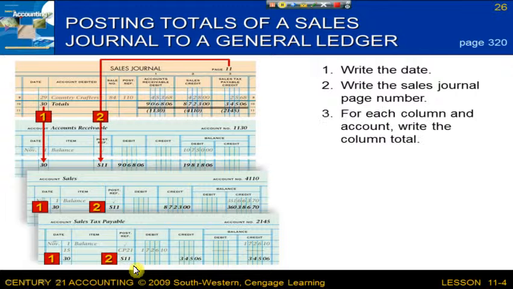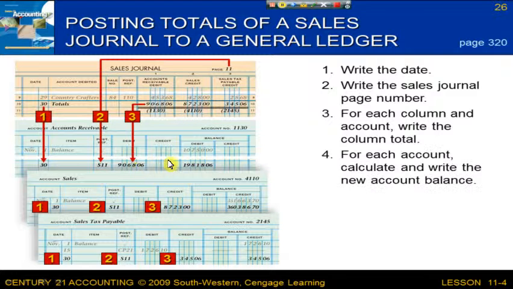Step number 3, for each column, we will write the account and the column total. So this one has a total of $9,068.06. It is in the debit column, so we bring it to the debit for accounts receivable. This is a sales credit. We're going to bring this number to the sales credit column. And this is sales tax payable credit, so it comes to the sales tax payable ledger in the credit column.